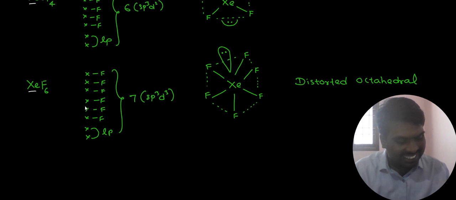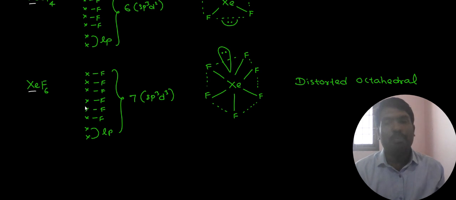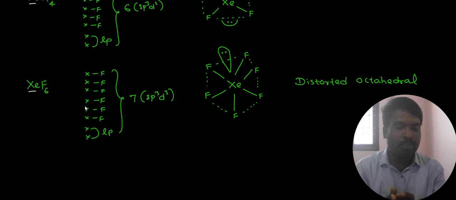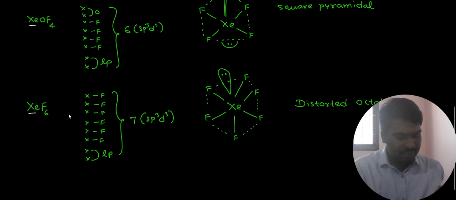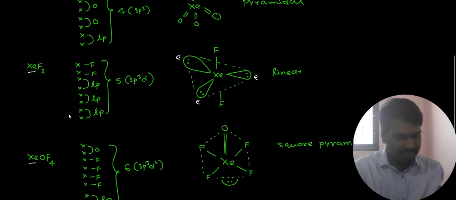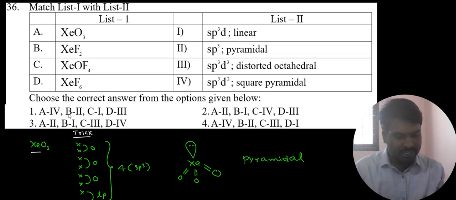So it is a distorted octahedral. Because of the presence of 1 lone pair, the perfect octahedron geometry is disturbed, the shape is disturbed. So that's why it is a distorted octahedral. So it is not the geometry, it is the shape, distorted octahedral. Then which option is the right answer? Once verify which option is the right answer.